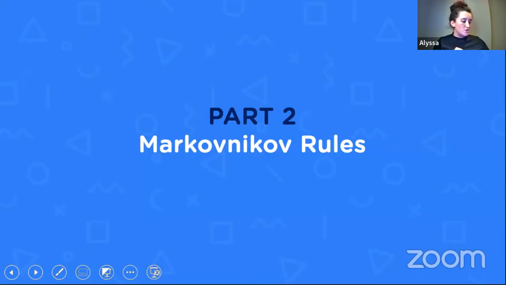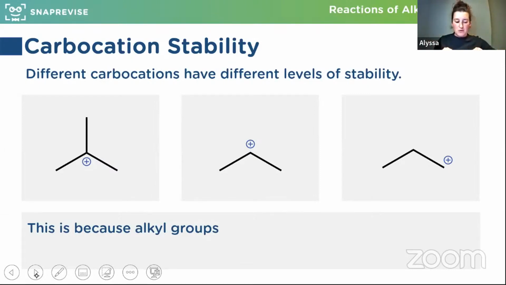Okay, so part 2, Markovnikov rules and or major minor product formation, depending on which exam board you're in. So Markovnikov rules talks about carbocations having different levels of stabilities. We looked at carbocations being that intermediate product which is a carbocation. It's a carbon with a positive charge, carbon, cation, positive charge. So positively charged carbon. Which is most stable and which is least stable? Do you know which is most and which is least stable?